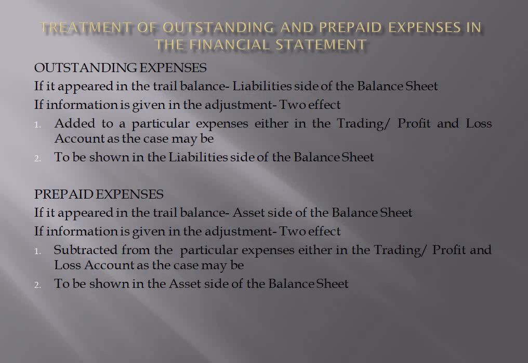Then in the case of prepaid expenses, if it appears in the trial balance, it will be shown in the asset side of the balance sheet. Then if it's given in the adjustment, there will be two effects. First of all, you have to subtract from the particular expense either in the trading or profit and loss account, then it'll also be shown in the asset side of the balance sheet.